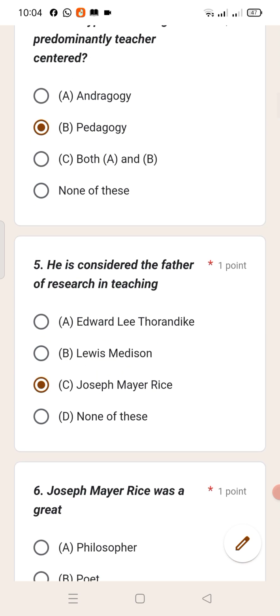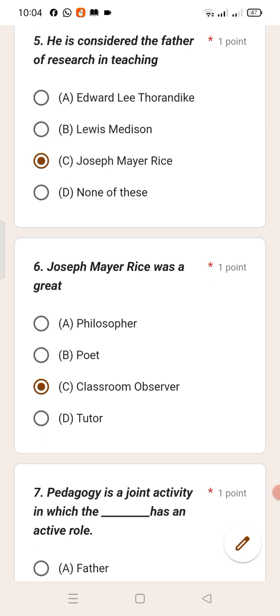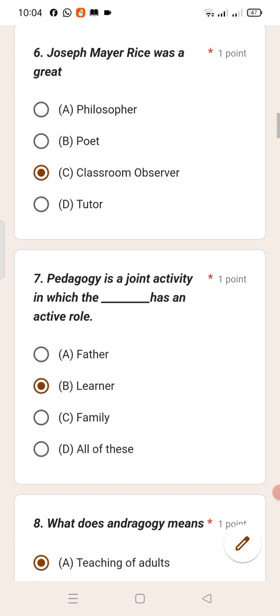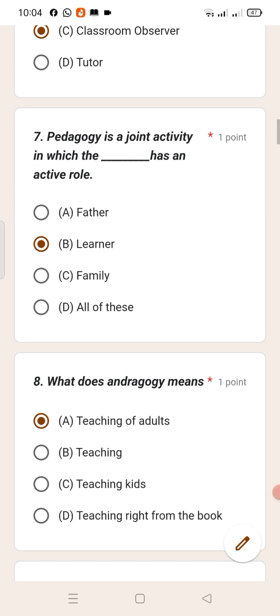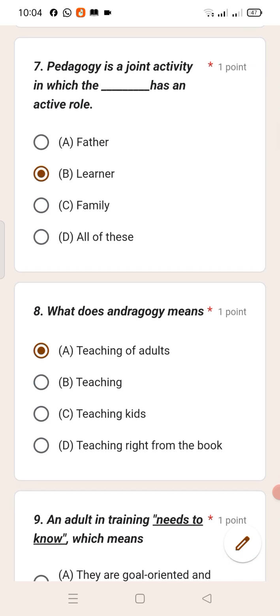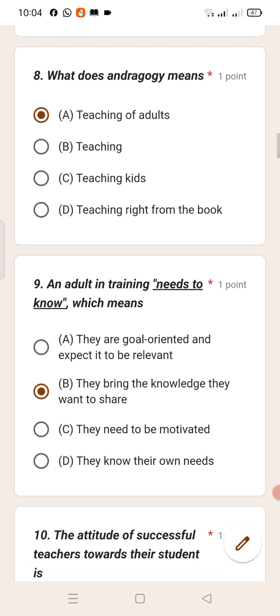उसके बाद है he is considered the father of research in education. So ये जोसेफ मेयर राइस हैं. जोसेफ मेयर राइस was great classroom observer हैं. Pedagogy is jointly activity in which the dash has an active role. I think the correct option is learner. What does andragogy means? Andra, adult. So teaching of adults is the correct option.